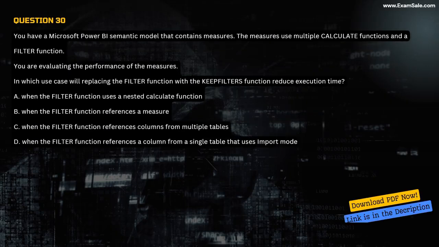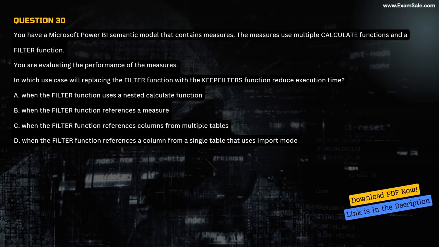Question 30. You have a Microsoft Power BI semantic model that contains measures. The measures use multiple CALCULATE functions and a FILTER function. You are evaluating the performance of the measures. In which use case will replacing the FILTER function with the KEEPFILTERS function reduce execution time?